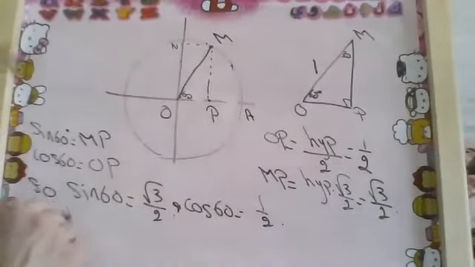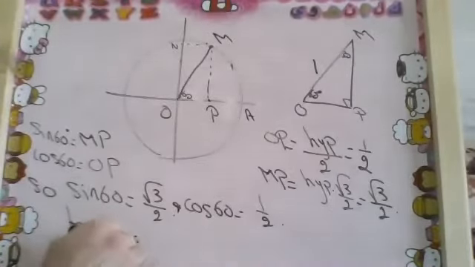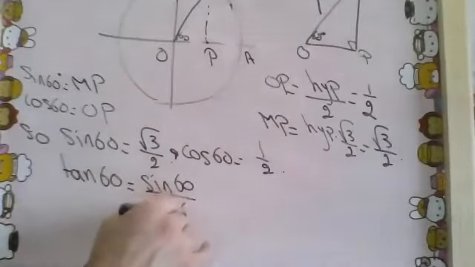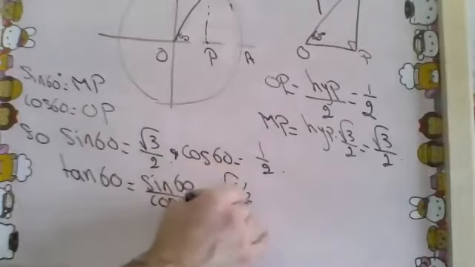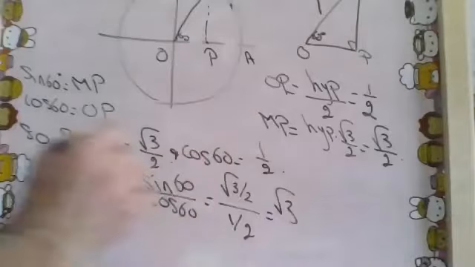Okay. Now tangent 60 is sine 60 over cosine 60. Sine 60 over cosine 60, which is radical 3 over 2 over 1 over 2. يطلع جواب radical 3.